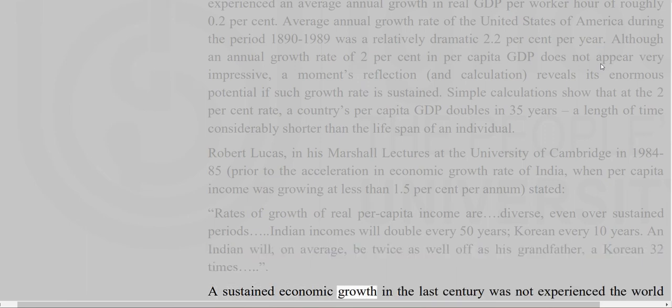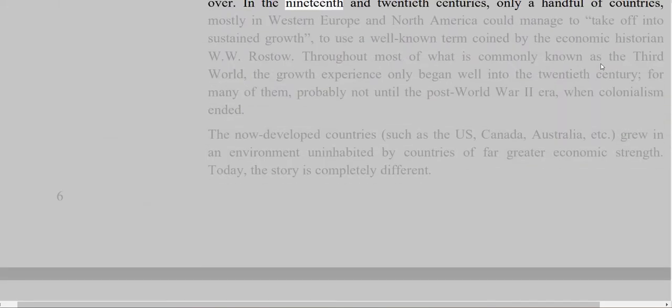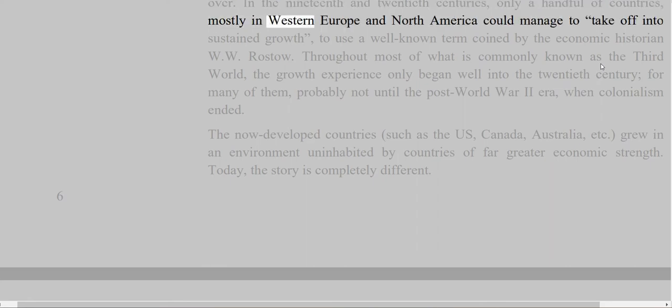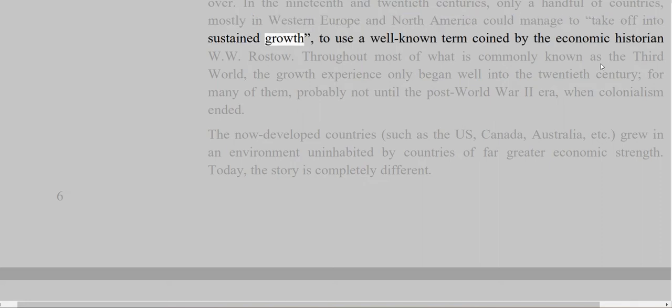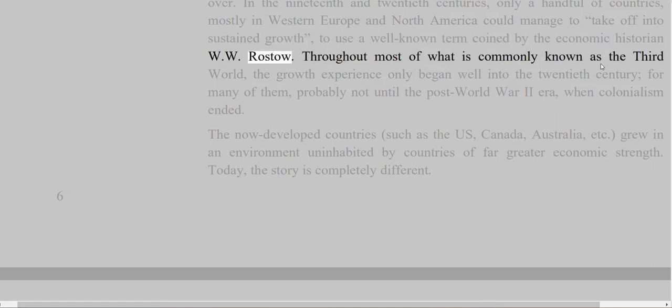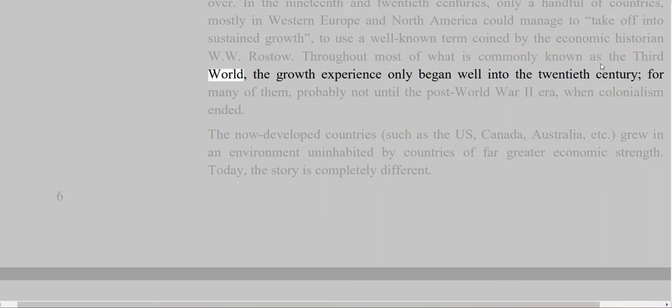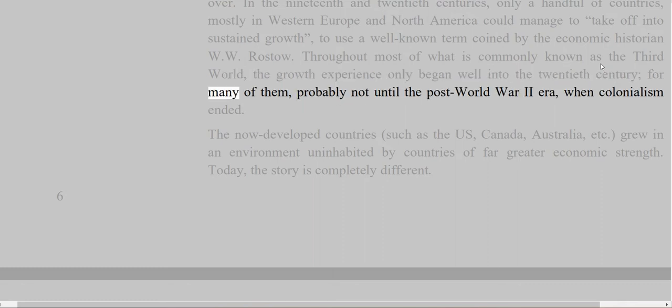Sustained economic growth in the last century was not experienced the world over. In the 19th and 20th centuries, only a handful of countries, mostly in Western Europe and North America, could manage to take off into sustained growth, to use a well-known term coined by the economic historian W.W. Rostow. Throughout most of what is commonly known as the Third World, the growth experience only began well into the 20th century, for many of them probably not until the post-World War II era, when colonialism ended.